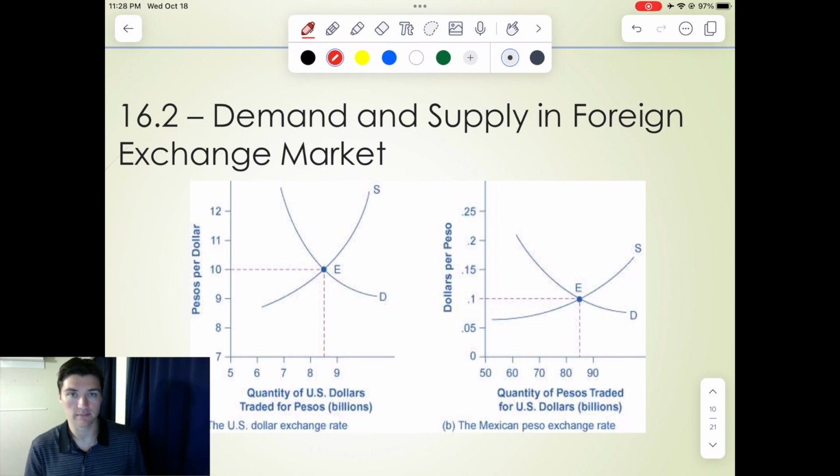Demand and supply. Okay, so what happens here is we have the quantity of the currency, such as the dollar or the peso, and the price of it, right, is how much you can exchange it for. So the quantity of U.S. dollars traded for pesos. So we need to look at the price of the pesos per dollar. How many pesos can $1 buy you? So that's what we're trying to look at. So that is the price. So instead of price and quantity for supply and demand, we are looking at the exchange rate and the quantity.